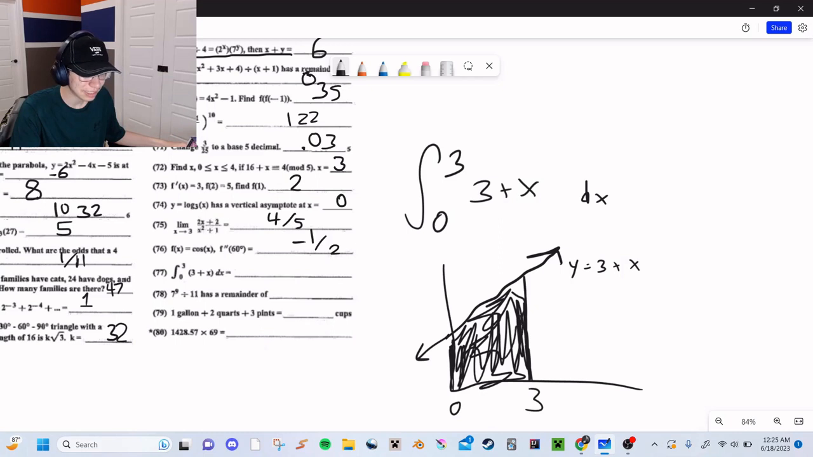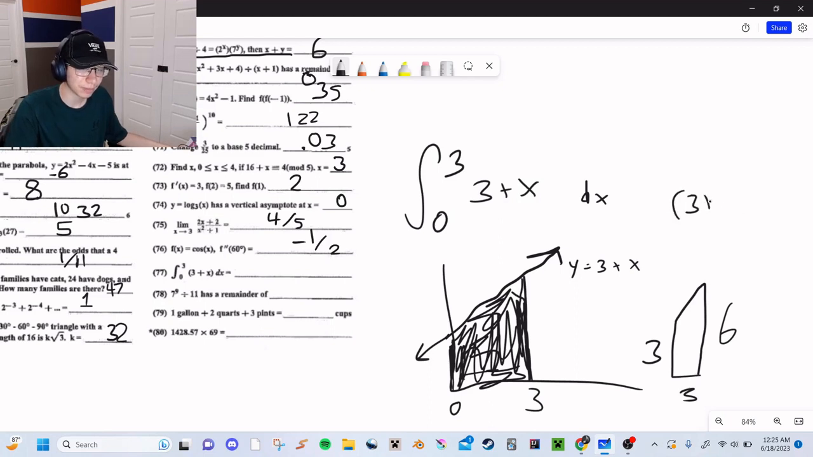And we can see that this area is just a trapezoid, with one base being equal to 3 and the other being equal to 6. And this width is 3. So it's just the area of a trapezoid. So we're going to do base 1 plus base 2 times height over 2. That is just going to be 27 over 2. That's our answer.